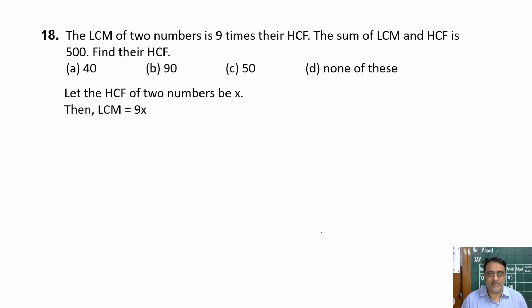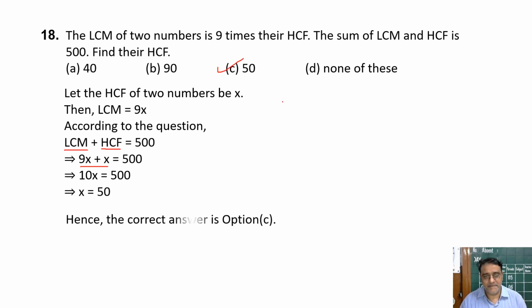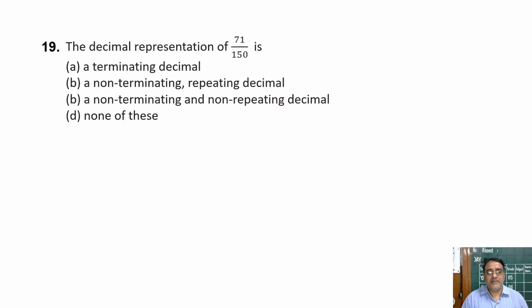9x. Very good. And the sum of LCM and HCF is also given according to the question. It is 500. So we will substitute LCM 9x and HCF x here. That is 10x equals 500. So what is the value of x? 50. So the correct option is Option C. Right. Very good. Now we are moving toward question number 19.